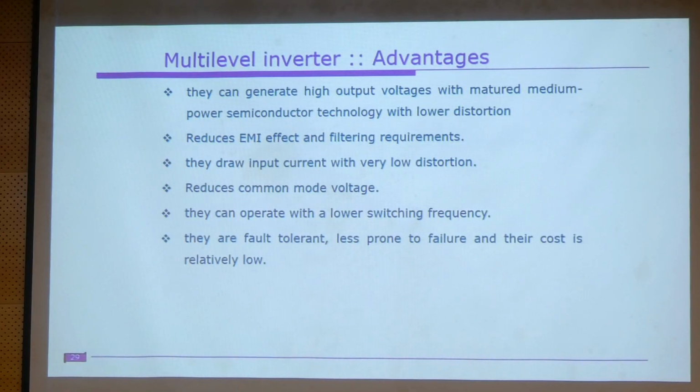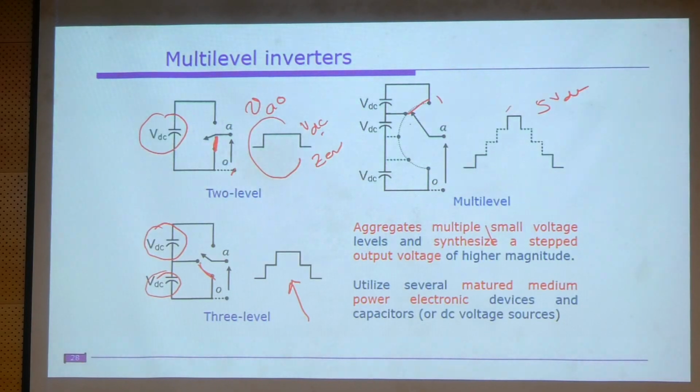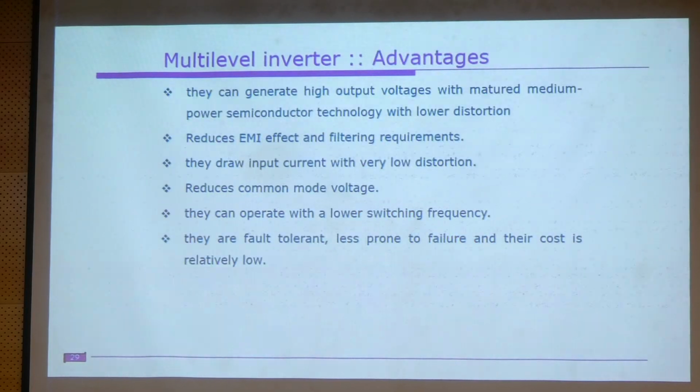For example, if one cell is faulty, for example this one is faulty, we can bypass this one and still operate, right? I have some slides, and we will discuss how to bypass the cells and how to achieve the fault tolerance. So these inverters are fault tolerant and less prone to failure, and the cost is relatively low when compared to the other high power inverters, right?